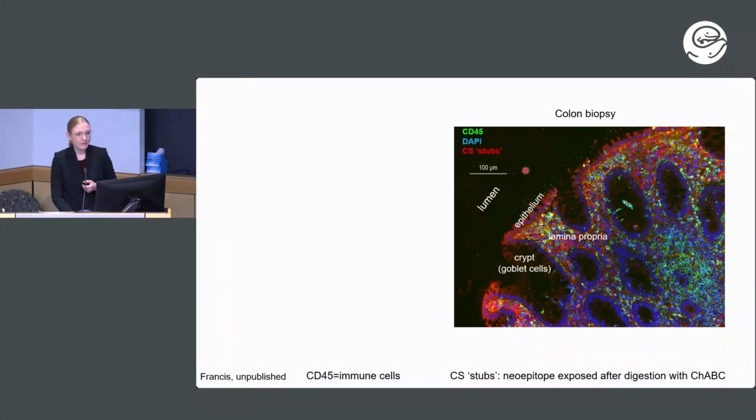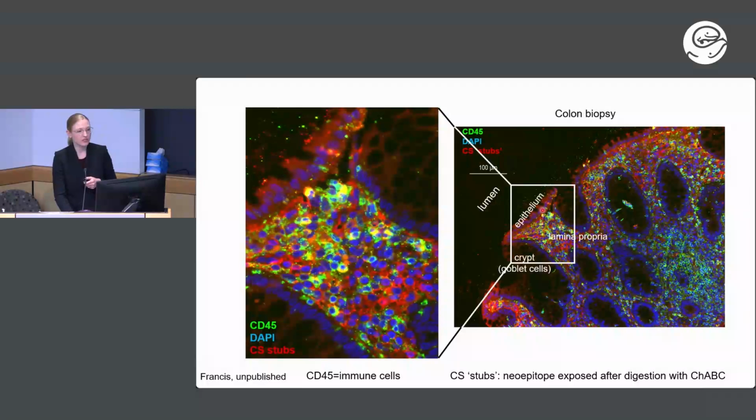The blue stain for DAPI is showing cell bodies. It's a nuclear stain. The green stain, CD45, is staining for immune cells or inflammatory cells. And then the red stain is showing where the CS GAG chains were present. So it binds to a remnant that's exposed after digestion with the enzyme that we use for this process. So it not only localizes where these CS GAGs were located in the intestine, it also confirms that our digestion was indeed successful. So when you zoom in, you can see that the CS GAGs, again in red here, are surrounding cells throughout the lamina propria and are closely related to immune cells in green.